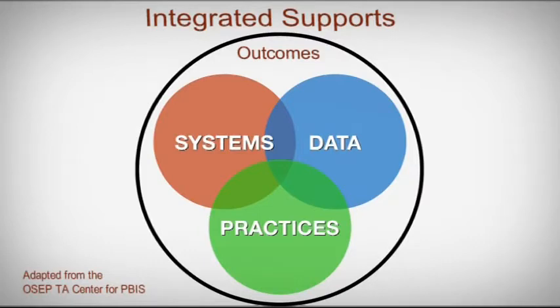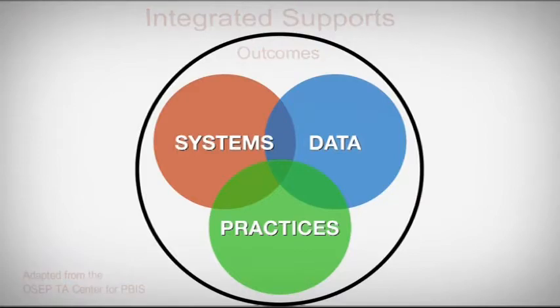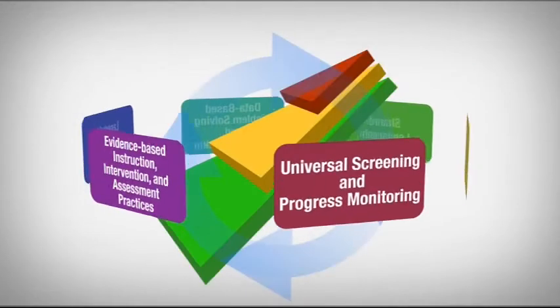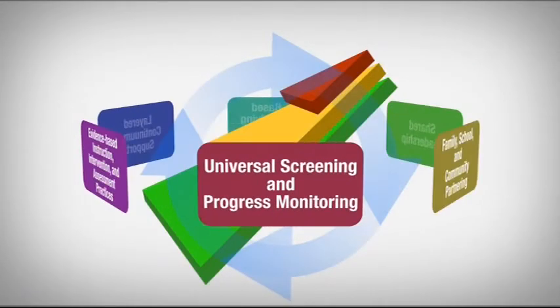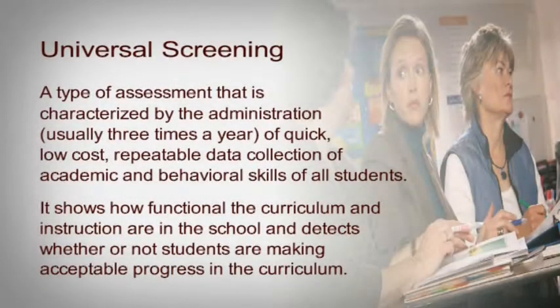Notice how the circles overlap and are integrated. These integrated supports lead to the improved student outcomes of social competence and academic achievement. Within the component of universal screening and progress monitoring, we are considering some data sets that can contribute to the effective integration of supports. Let's start with universal screening.